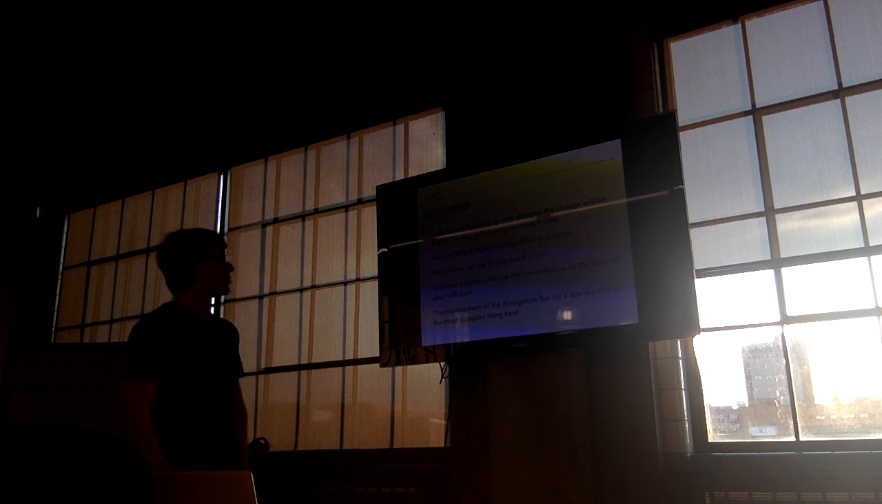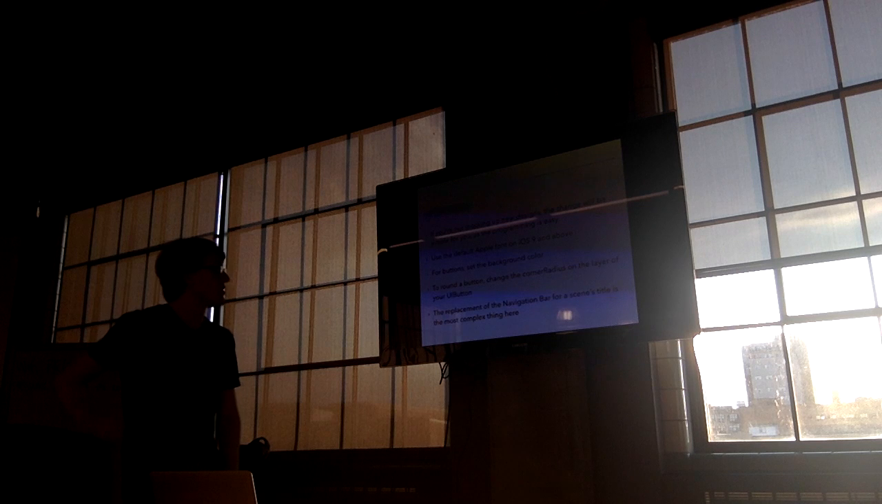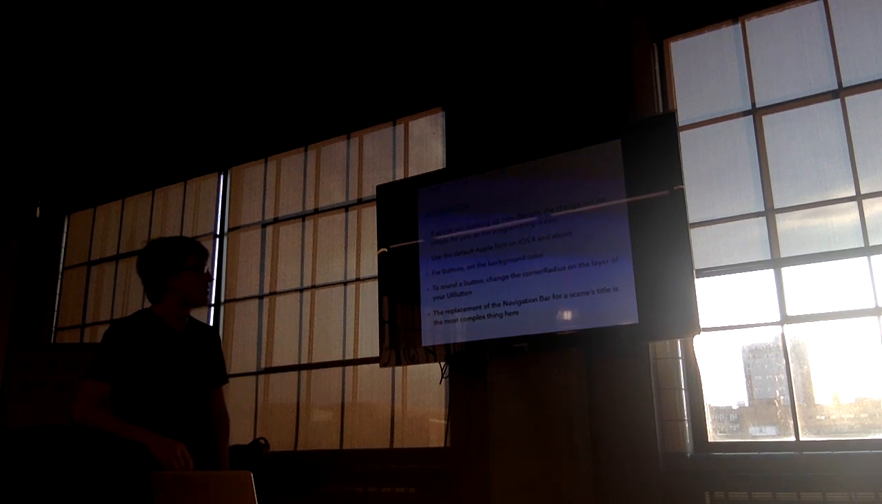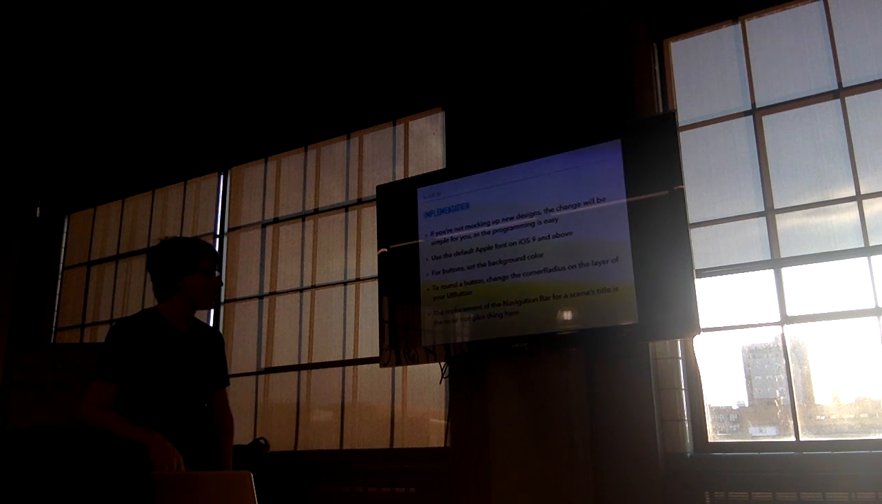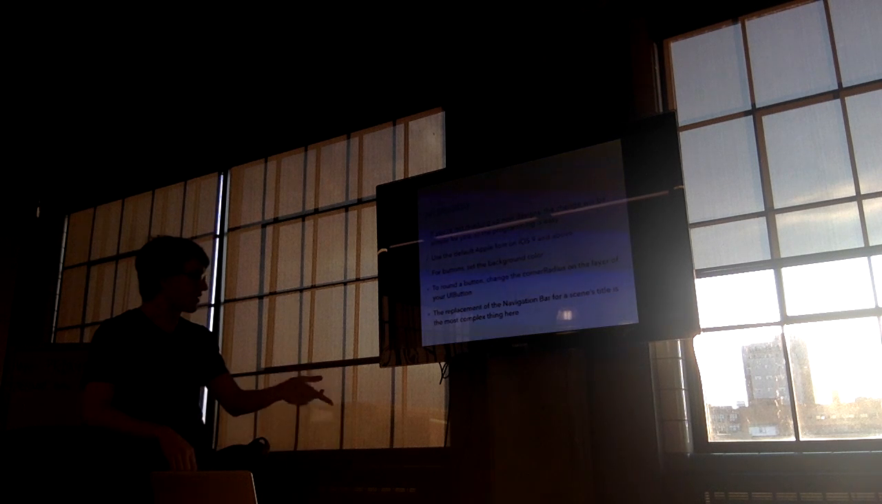So on to implementation. There isn't really too much to talk about here. If you're not mocking up new designs, or you're not a designer, the programming is pretty easy. Just use the default font on iOS 9 and above. For the buttons, just set the background color. And then if you want to give it that pill shape, just change the corner radius on the layer of the UIButton. So just button.layer.cornerRadius equals 2. It's pretty easy.